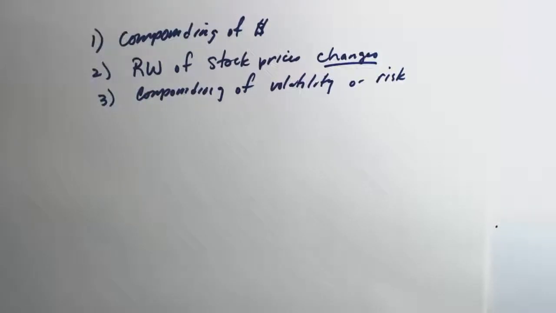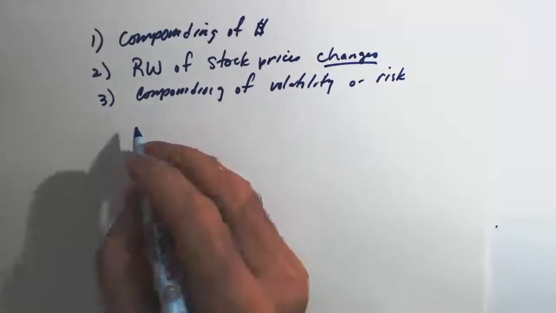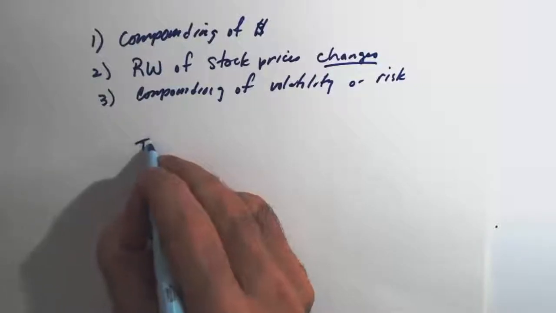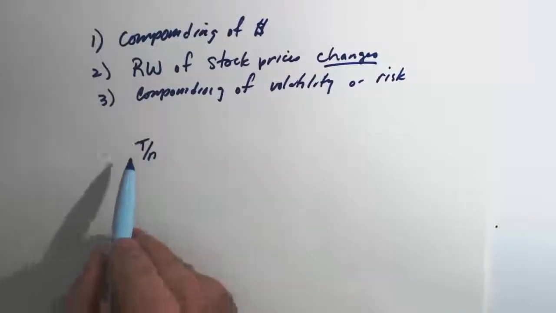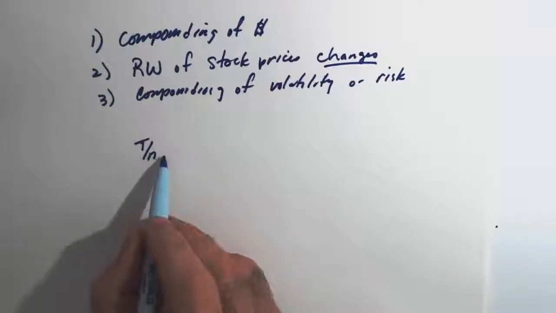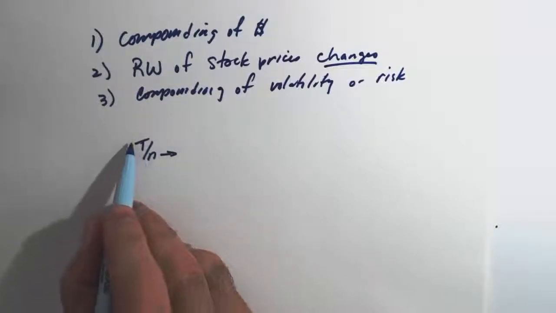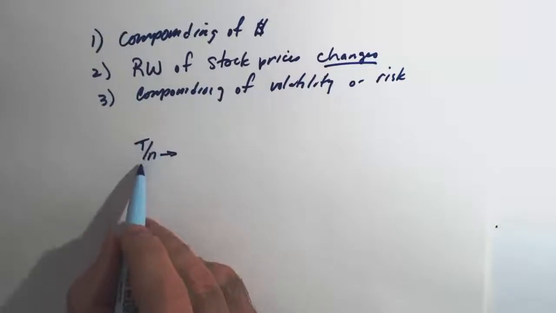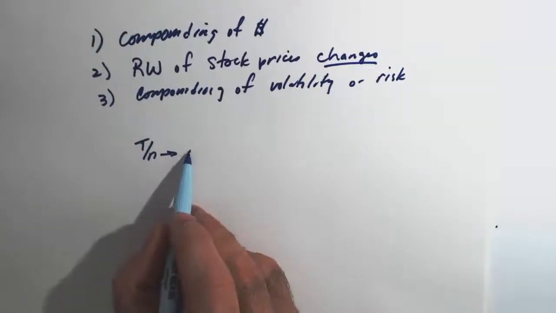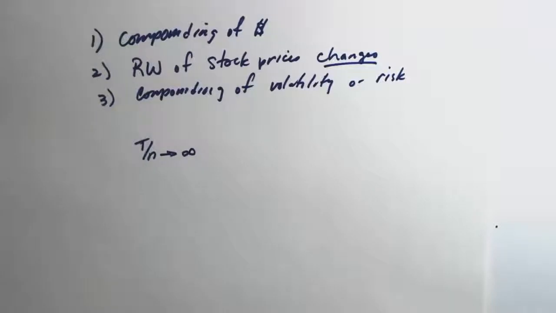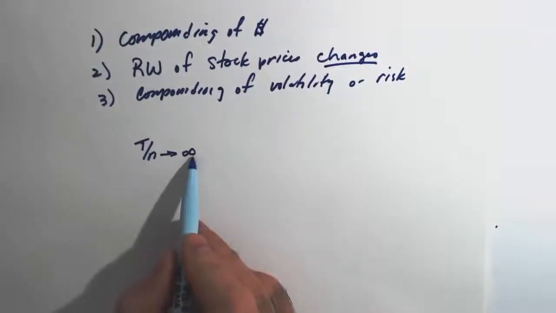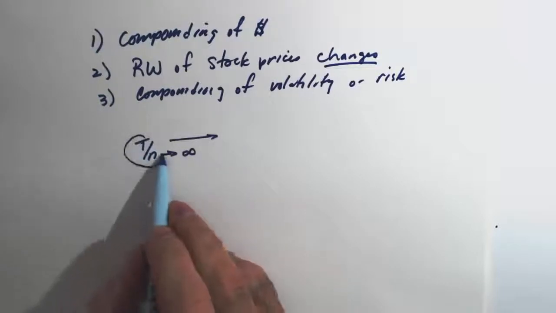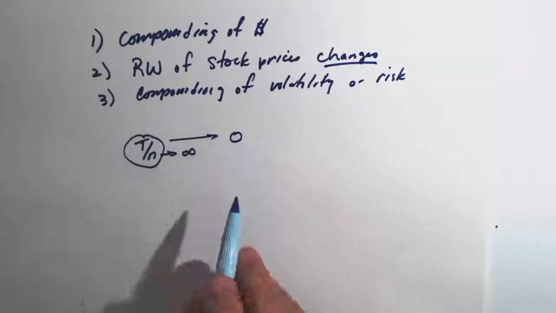So the first thing we want to do is this: the machinery underneath the Black-Scholes model assumes that the number of steps goes to infinity. Remember, every time period in the binomial, we chopped into a certain number of steps. Here we're going to say the number of steps, n, is approaching infinity, which means this time period here is approaching 0.